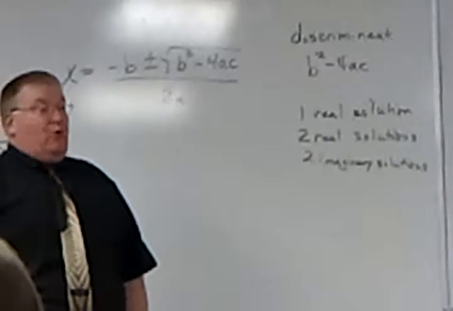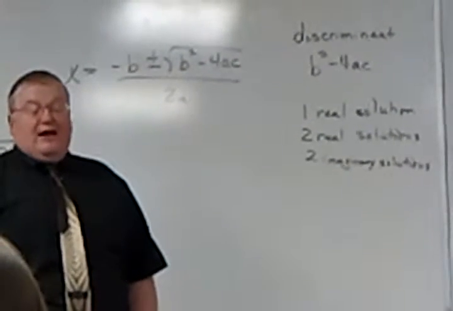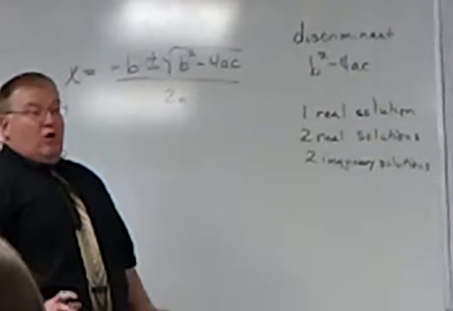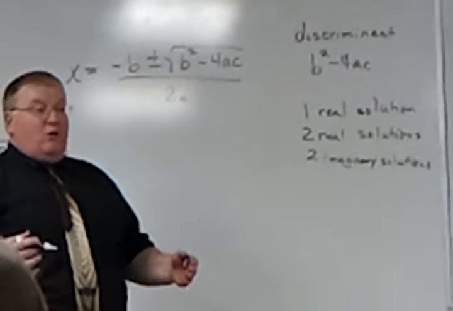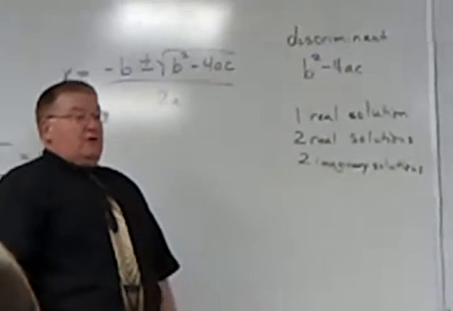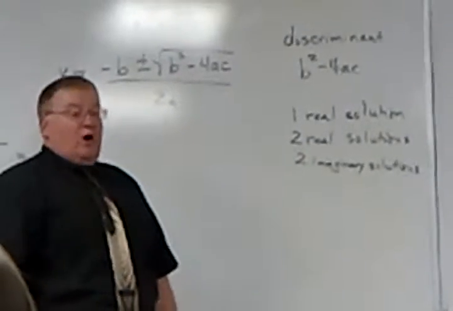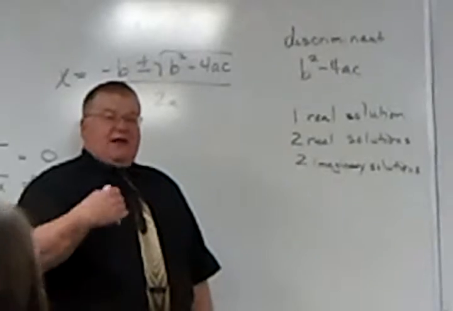Now the discriminant is very important. It's going to be used later on in upper level mathematics. But right now we're just going through the basics of what the discriminant is. The discriminant is one of these three answers. You're going to come up with a number, but that number means nothing except that it translates into these three things.